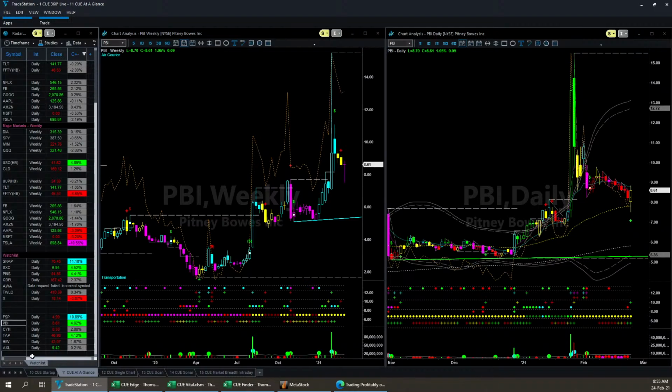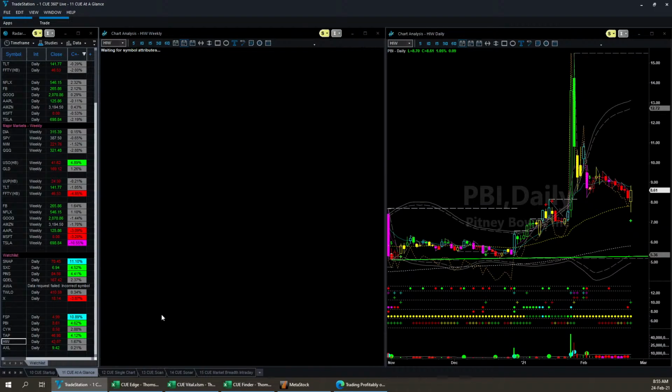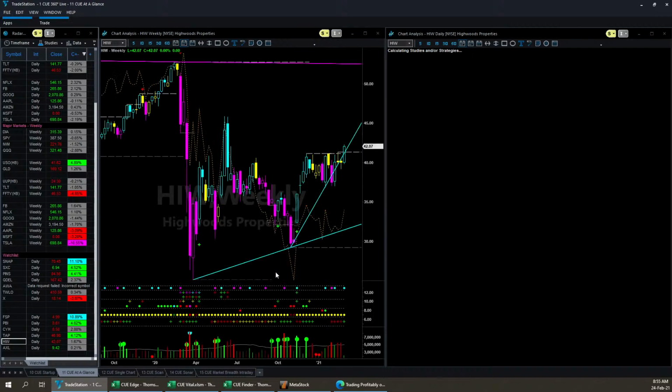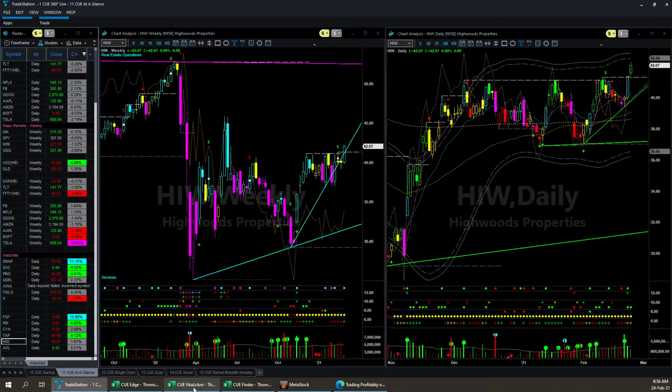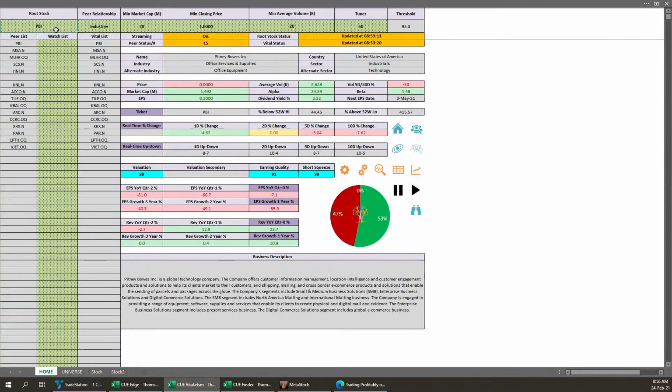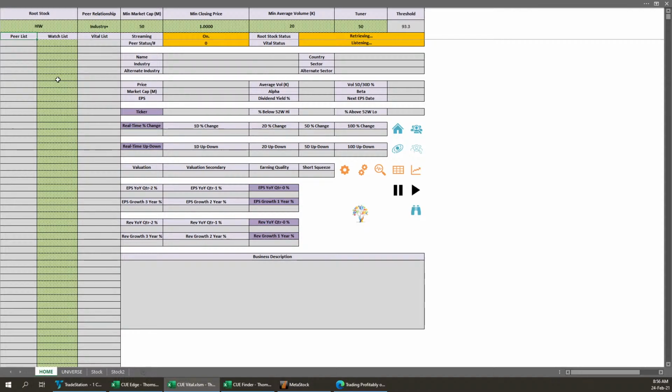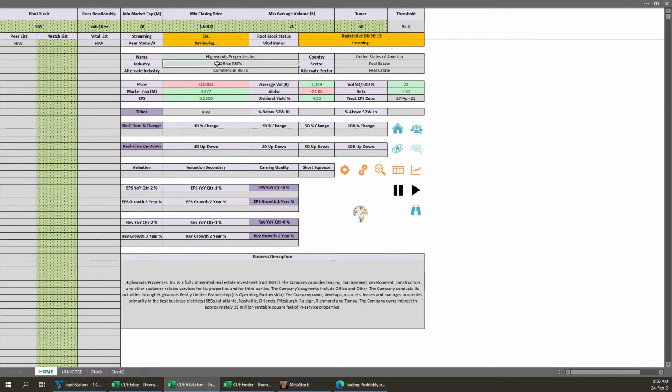Let's look at, we have 5 more minutes. Let's look at 2 more stocks. These are also from the radar. One was HIW. Let's look at its fundamentals. We carry out the same step again and again. Straightforward, simple, unambiguous. Office REITs.